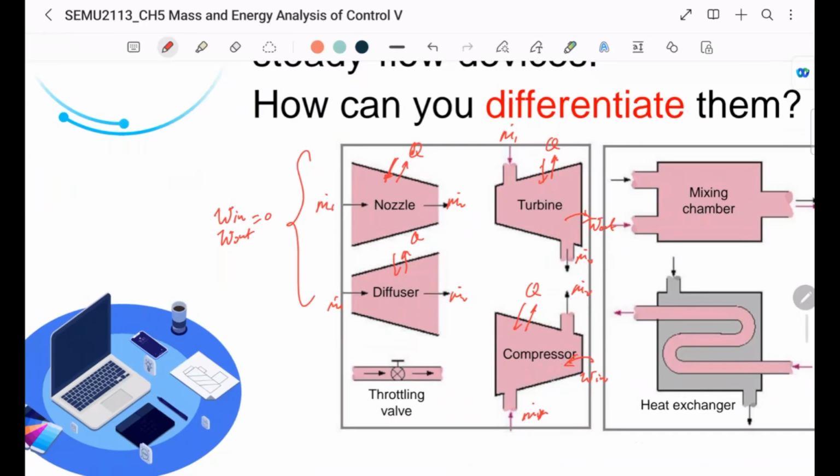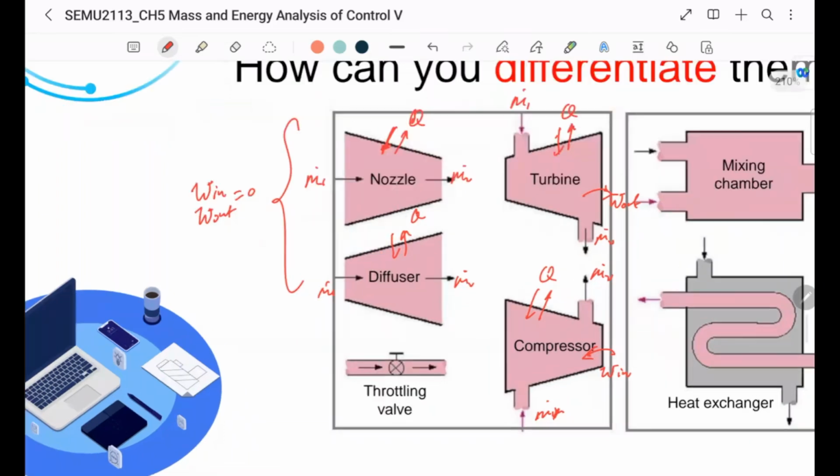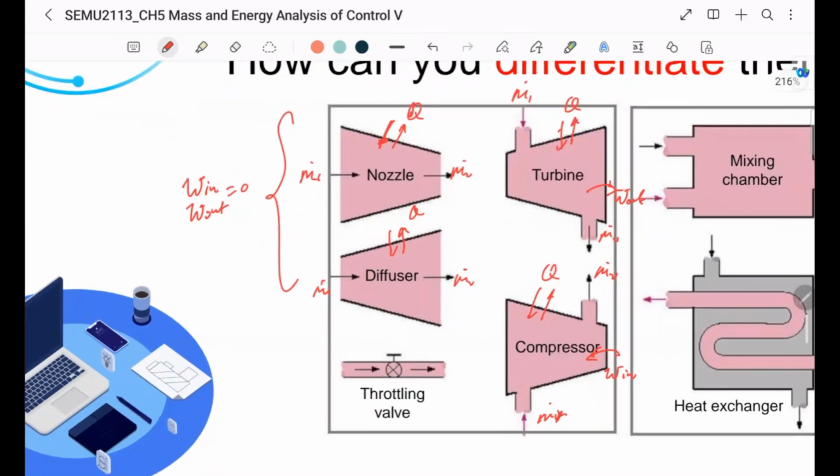Then what about the throttling valve? Throttling valve is pretty much like a nozzle, because when you close it, the area becomes smaller. Mass is still conserved, and also there's no work transfer. But whether or not there's heat transfer depends on whether there's insulation or not. So that's the throttling valve, even though it's not part of your syllabus, just to let you know.